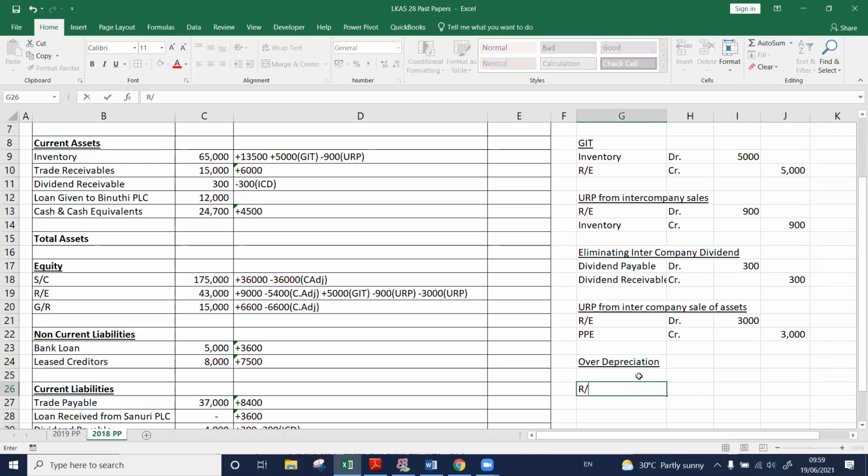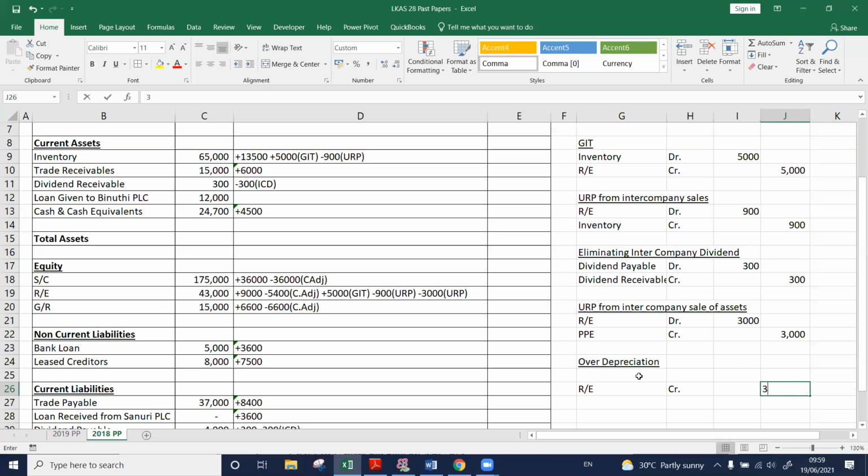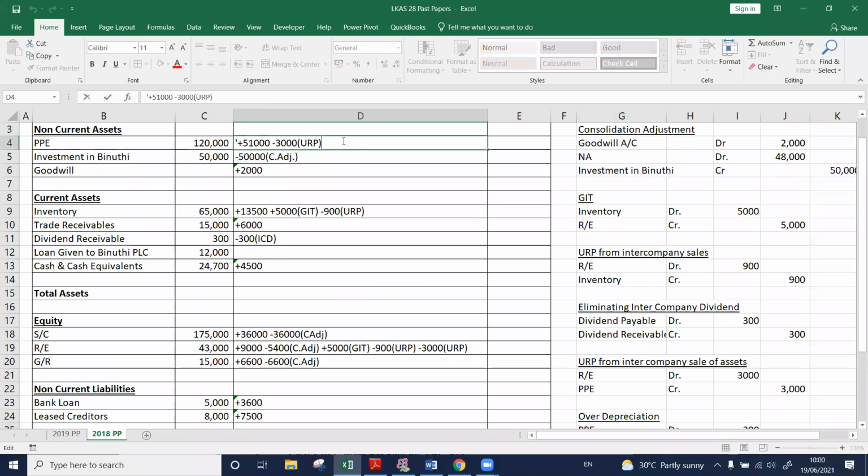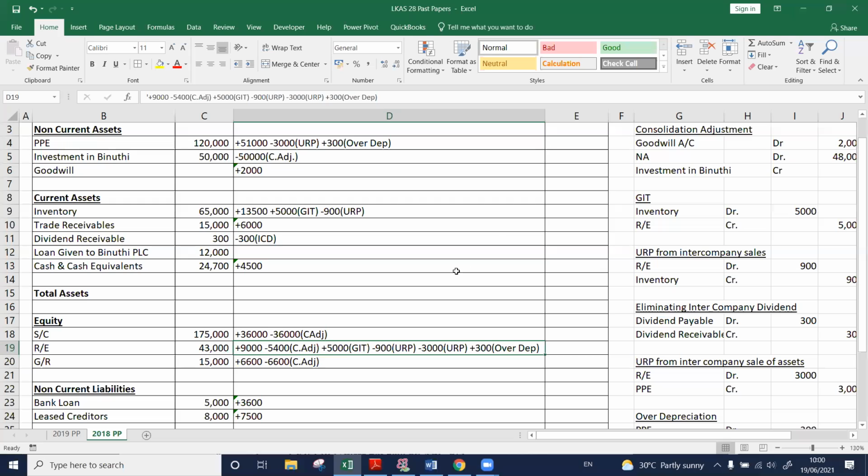If the profit increases, retained earnings need to be credited by 300. Where to debit? PPE needs to be debited by 300. Right? PPE debit 300, retained earnings credit 300. PPE debit means we need to add 300. This is over depreciation, 300. PPE we have debited, and retained earnings need to be credited by 300 for the over depreciation.